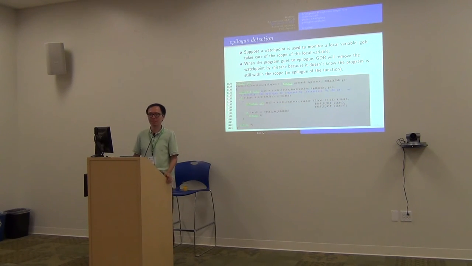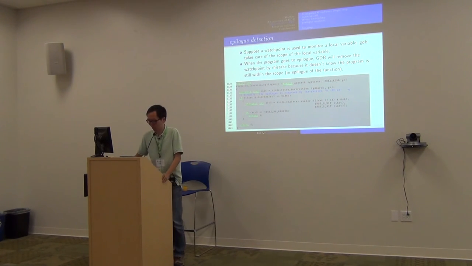Yeah, so here is the epilogue detection. After that, usually we want to teach GDB to identify the epilogue of your port, because sometimes GDB uses single step to emulate the watchpoint. In this case, GDB would like to know whether the current program is still using this function, maybe in the epilogue of this function. So the watchpoint implementation, using single step to emulate the watchpoint, needs to know whether the program is in the epilogue.